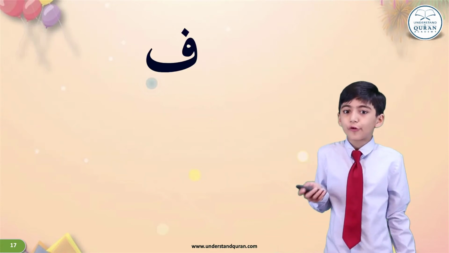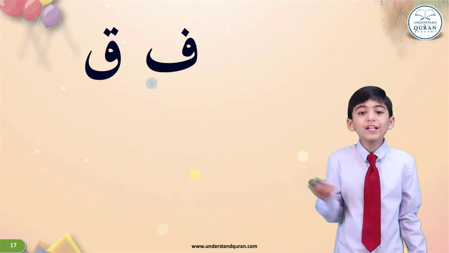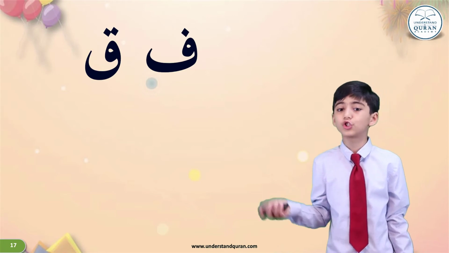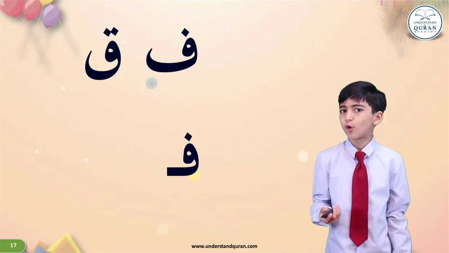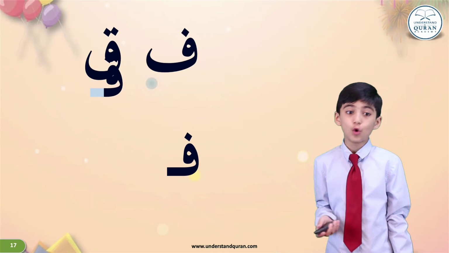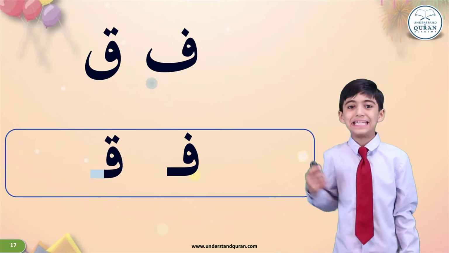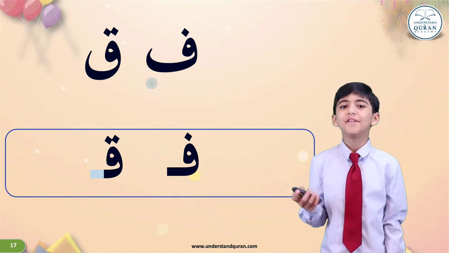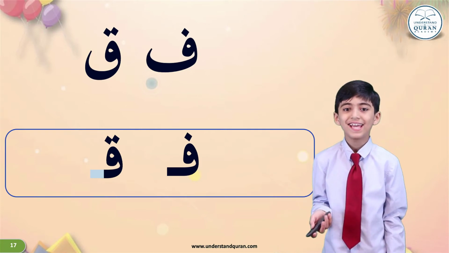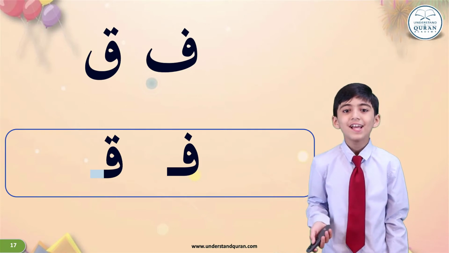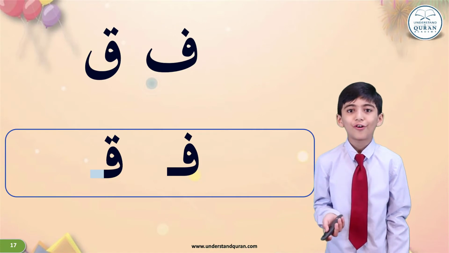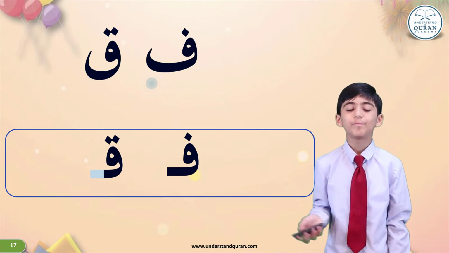And now the next letter, Fa, with its twin Qaf with two dots on the top. Fa's short form is just its face, and so is Qaf. So repeat with me the letters in the rectangular box. Fa, Fa, Fa, Qaf, Qaf, Qaf.